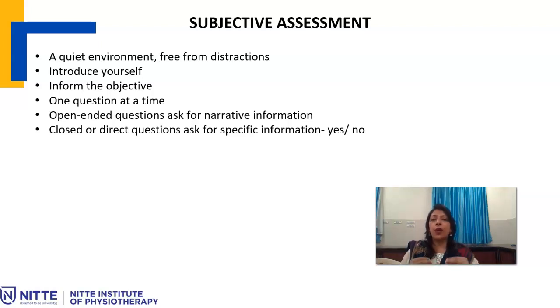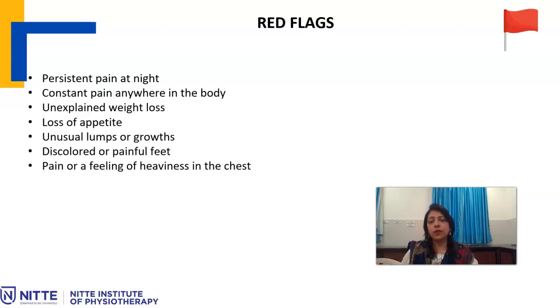Close-ended questions should be very specific, when you're asking only for yes or no. Something like, do you have night pain? Do you have morning stiffness? So, yes or no. Those are known as closed or direct questions.